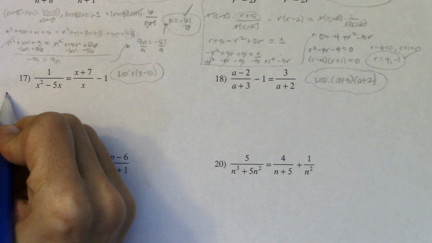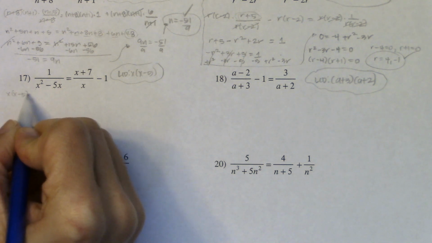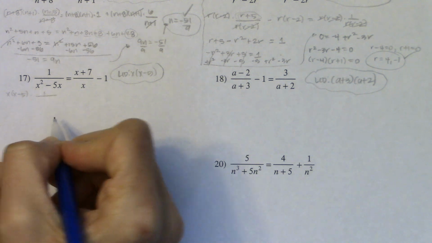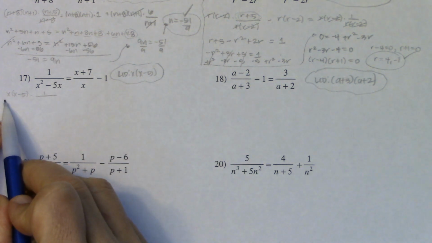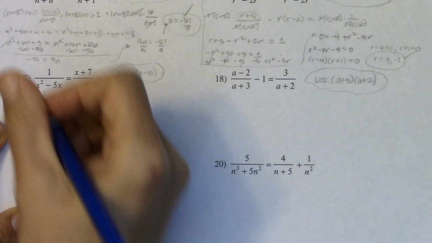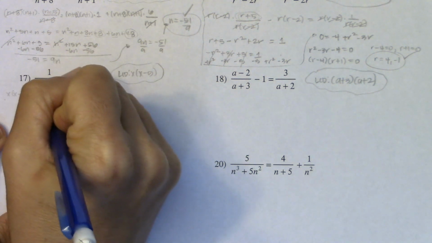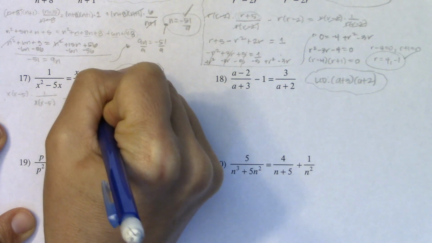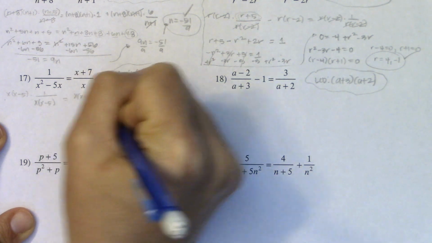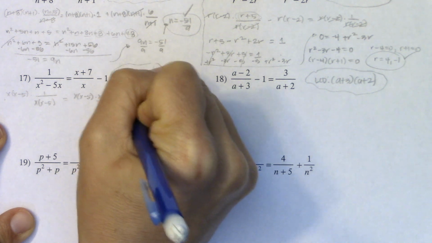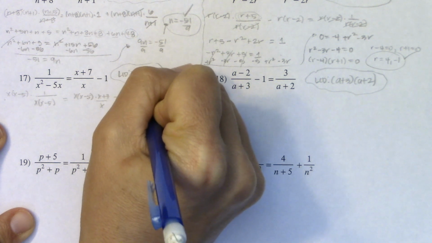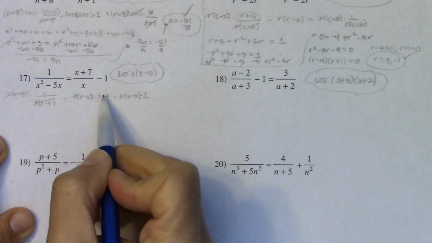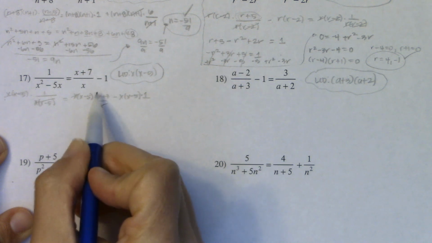So I'm going to go ahead and take the x minus 5 to 1 over, and instead of writing x squared minus 5x, I'm going to go ahead and write x minus 5. And that's going to be equal to x minus 5 times x plus 7 over x, and then minus x minus 5 times 1. All right, this all cancels. The x cancels here. Nothing's going to cancel there.